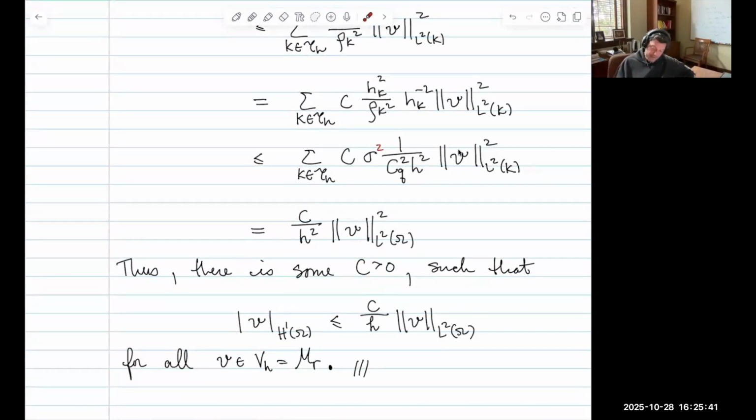And what's the constant that I have out front? Well, it's just some amalgamation of constants. These are all constants over h squared. Now, to get the final estimate, I just take the square root, and you get this estimate here. And this is what we call the inverse inequality. Well, it's really a specific type of inverse inequality. It's the one involving the H1 semi-norm and L2.